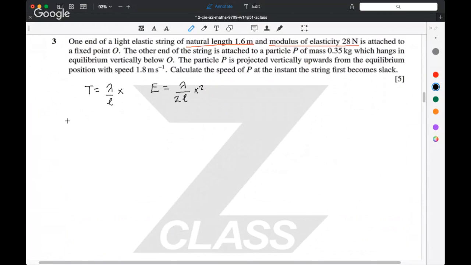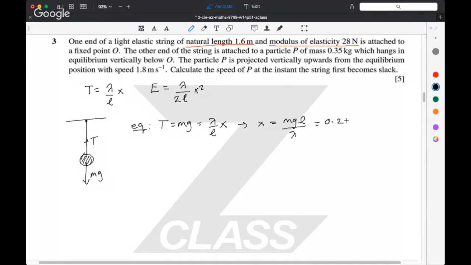So here we have something suspended from the string. So there's a tension acting upwards, and there's the mg acting downwards. So when it's in equilibrium, so before it's given any kick, what do we have? Well, we have that the tension must be equal to mg because it's not moving, right? We can therefore solve for x: mgL over lambda, which is 0.2 meters. So we know what the initial displacement was.